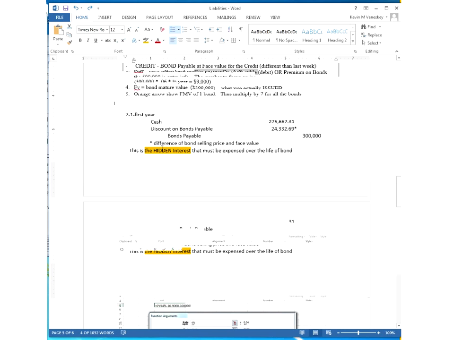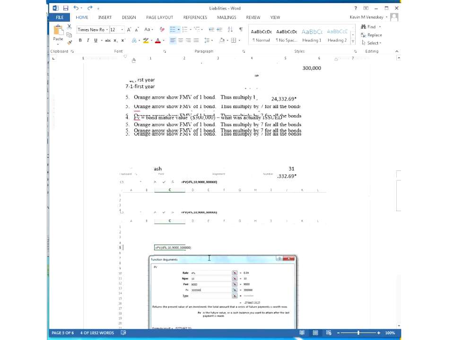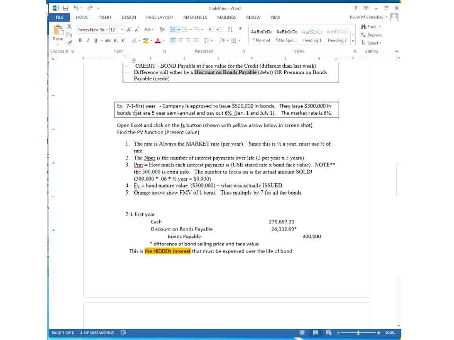Okay, so let's look at this example. I did the calculations down here in the screenshot so we can go back down and look at it. On July 1, we were approved to issue $500,000 in bonds. However, I only issued $300,000 of those bonds. That's going to be the number I focus on. This $500,000 is extra information. Do not use it in any of your calculations. That's just how much I have. I'll have $200,000 left that I can still issue if I need to. But our key number is what actually went out to the public.